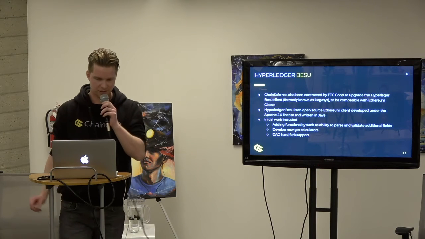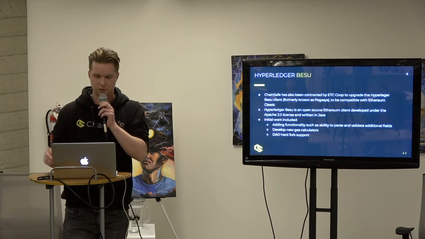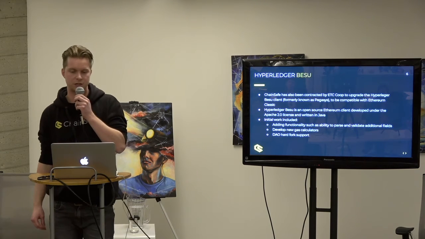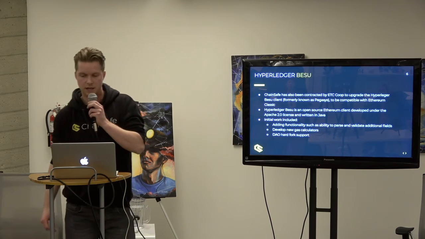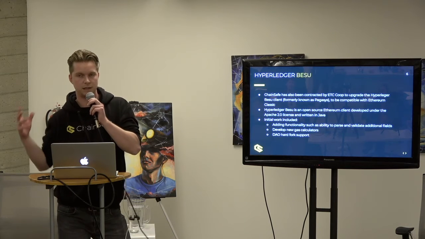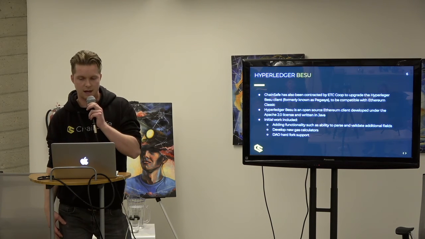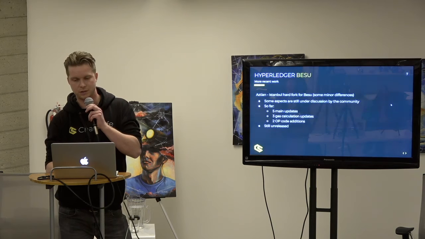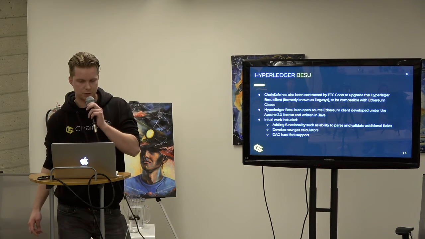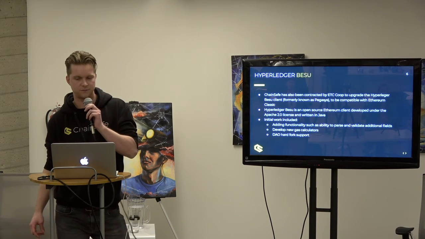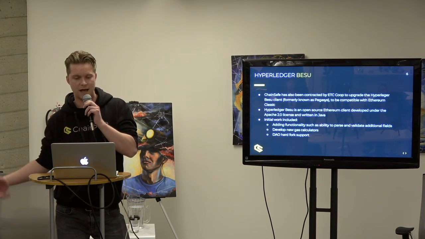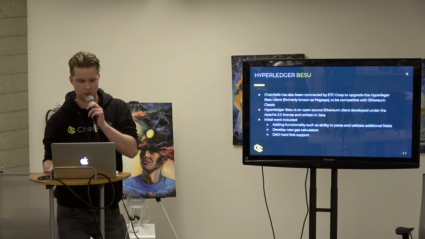I'm going to go through this very quickly because we are running behind a little. This was more recent than the work that Amer just spoke about. ChainSafe was contracted by ETC Co-op to upgrade the Hyperledger Besu client, formerly Pantheon, to be ETH Classic compatible. Hyperledger Besu is an open source Ethereum client, and it's written in Java. For the initial work on this project, we added some functionality, such as the ability to parse and validate additional fields. We developed a new gas calculator, and we integrated DAO hard fork support.